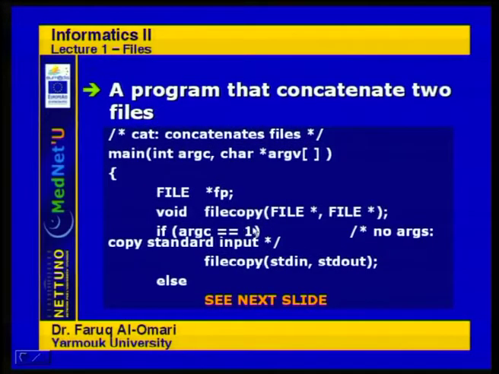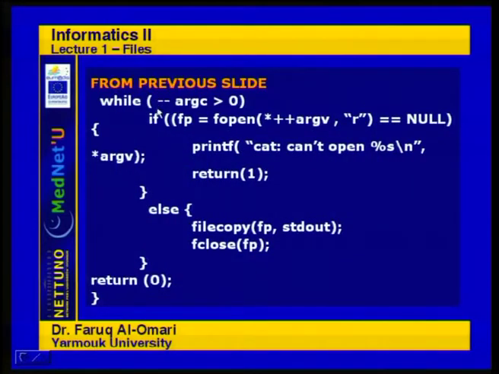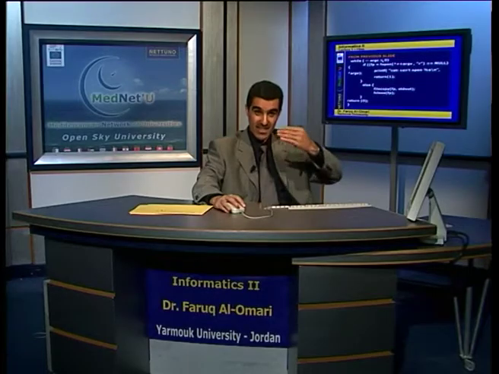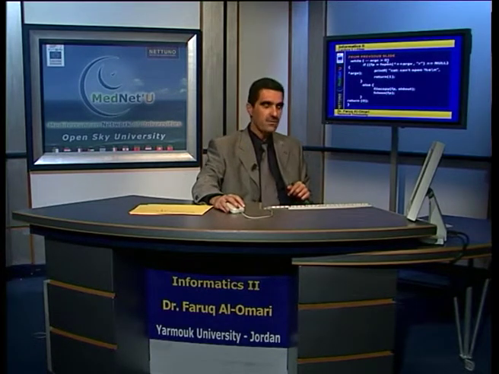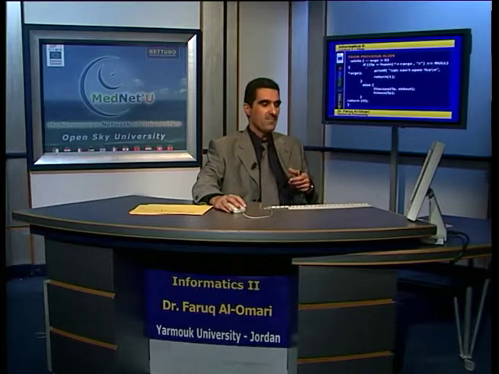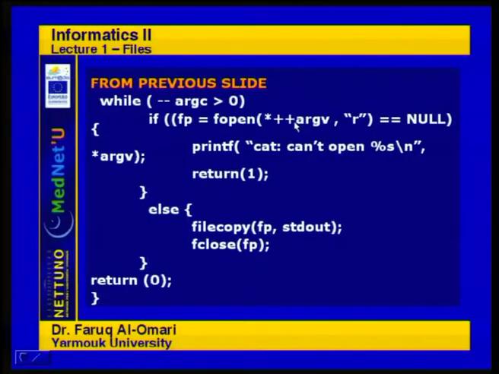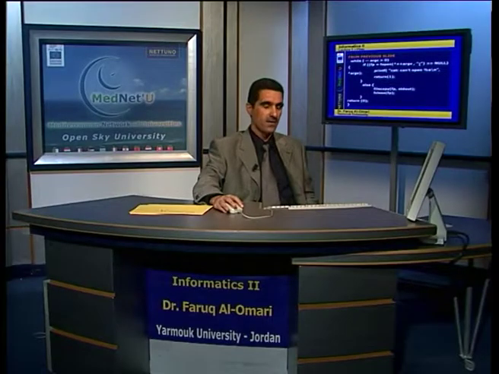Otherwise, if the argument is something else, and that means I have files to read and write, then let's go to the next slide and see what we're going to do. While minus argc greater than 0, that means I'm going to be reading these arguments, which are actually the files I have, consecutively. Each time, I'm going to open the argv, and that is actually the name of the file. Open that file for reading.